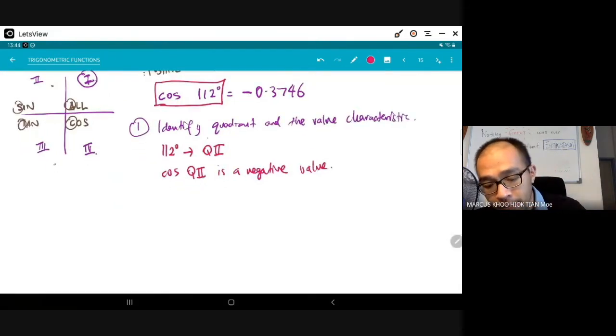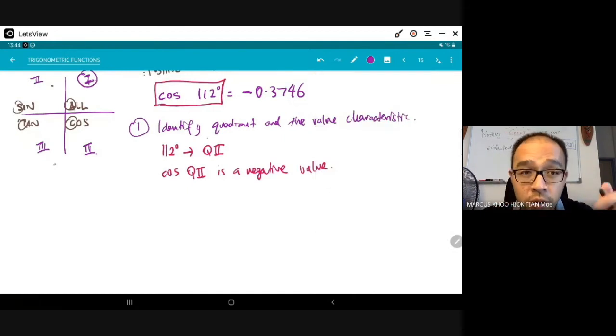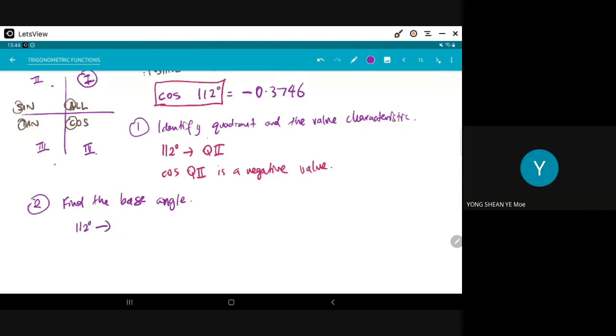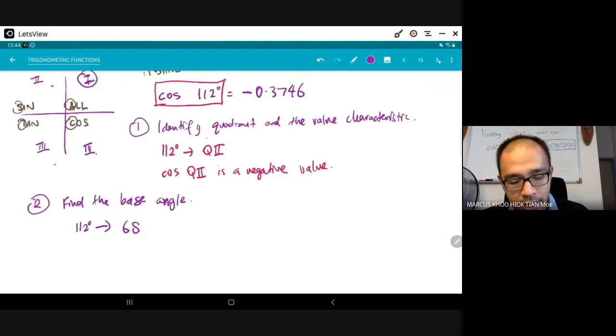The second step, after you have identified the quadrant and the value characteristic, find the base angle. This is the thing that we did on the first class. What is the base angle for 112? 112 is in the second quadrant, so the base angle is 68. How do you get 68? 180 minus 112. Because remember, the base angle in the second quadrant has a line like this, so here is 112, and here is its base angle.